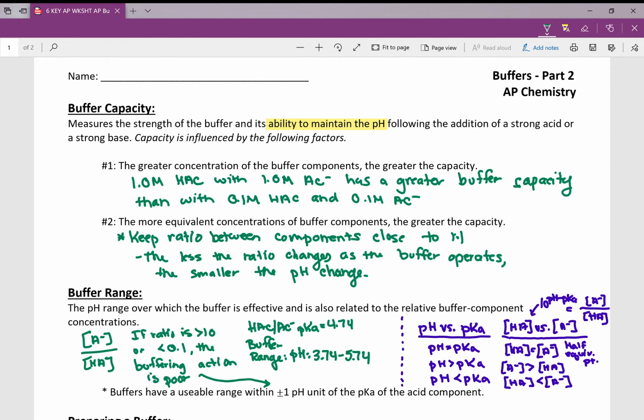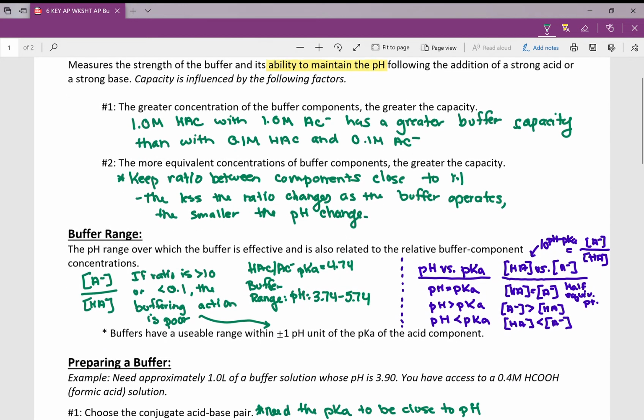Again, the more you have present of both the weak acid and weak base, the greater it's going to be able to maintain that pH as you continue to add in a strong acid or a strong base. The other part is the more equivalent the concentrations of the weak acid and weak base in the buffer, the greater the capacity. So you want to keep the ratio between the components close to 1-to-1. The less the ratio changes as the buffer operates, the smaller the pH change is going to be. If you start with a bigger difference between them, it's going to minimize the capacity and it won't be able to maintain the pH as you add in a strong acid or a strong base. So you're looking for greater concentrations of the components, but also equivalent concentrations, if possible.